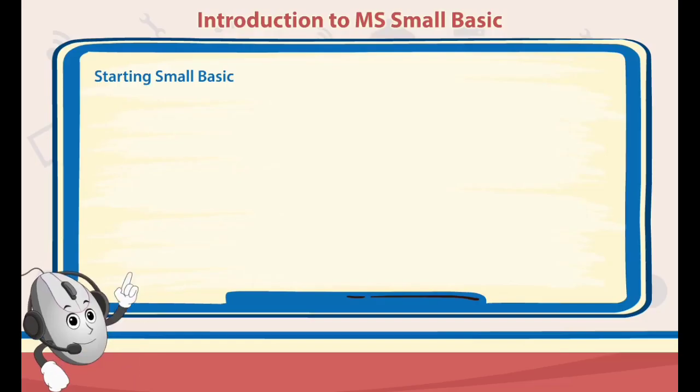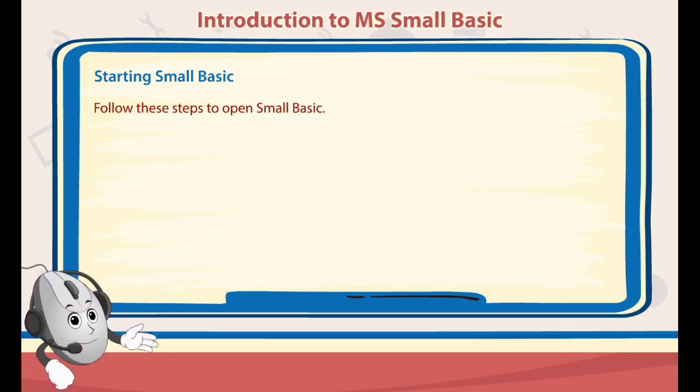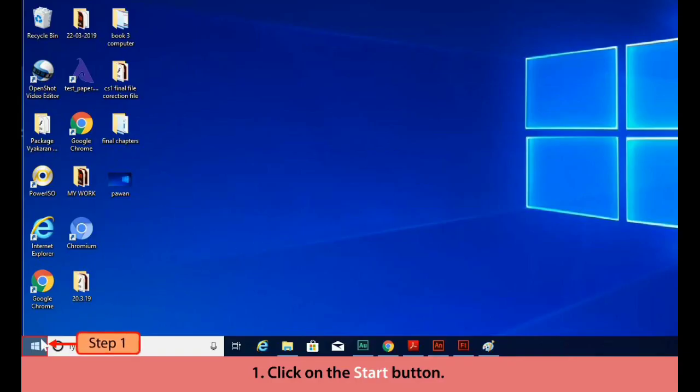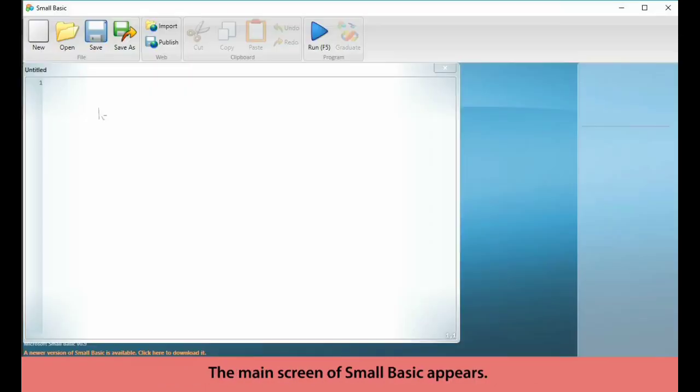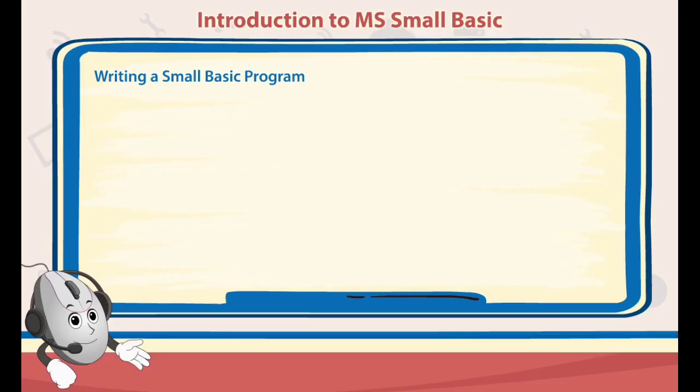Starting Small Basic. Follow these steps to open Small Basic. 1. Click on the Start button. 2. Scroll down the list and select Microsoft Small Basic. The main screen of Small Basic appears.